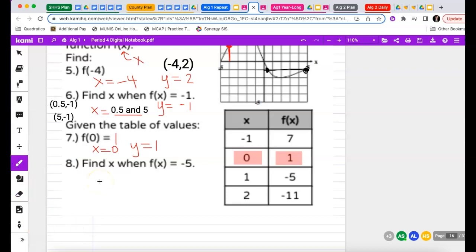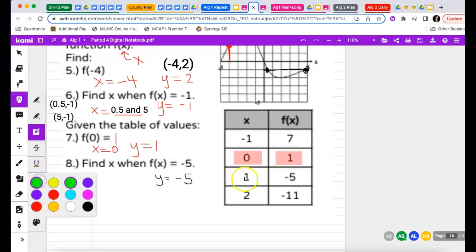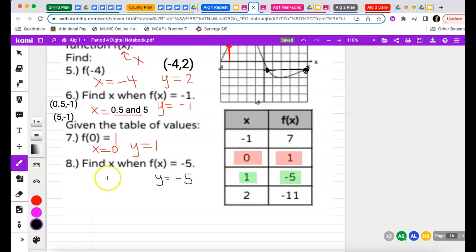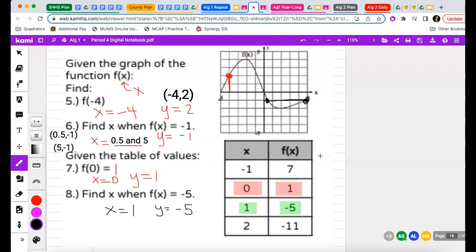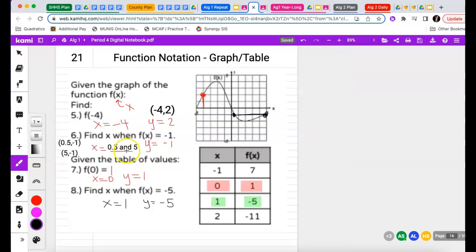Looking at number 8. Find x when f of x is equal to -5. So this is telling us that y is equal to -5, and I need to find that in my table. So here is y equals -5. I want my x value to go along with that. So x is equal to 1. So go ahead and pause this video and rewind it if you need to go over one of the examples one more time.